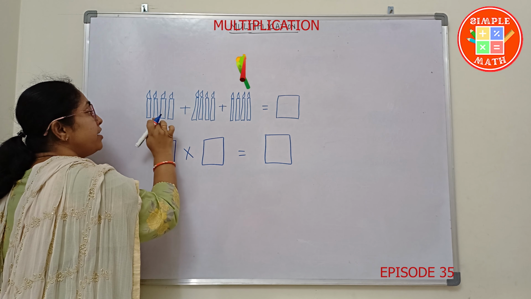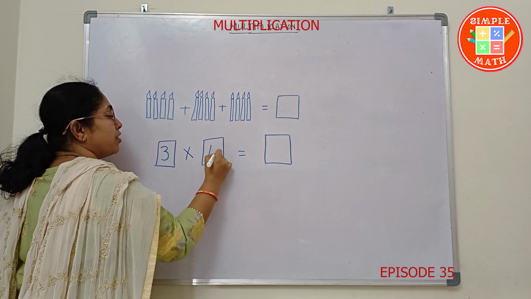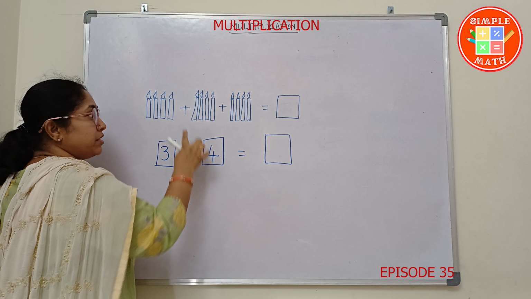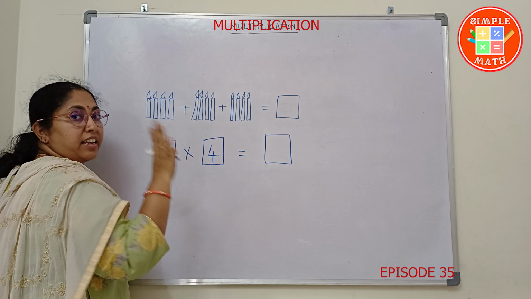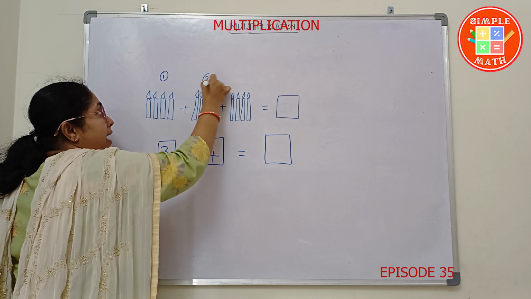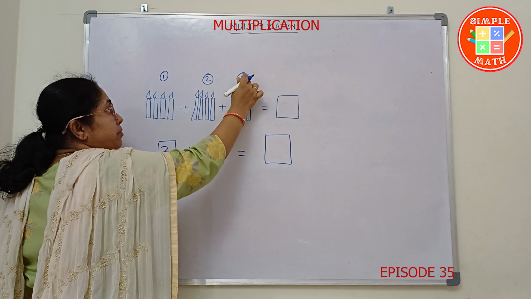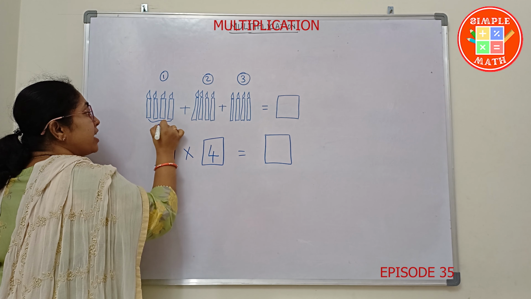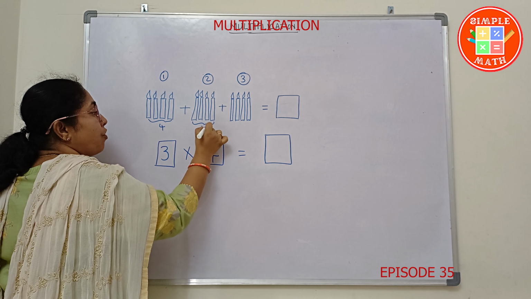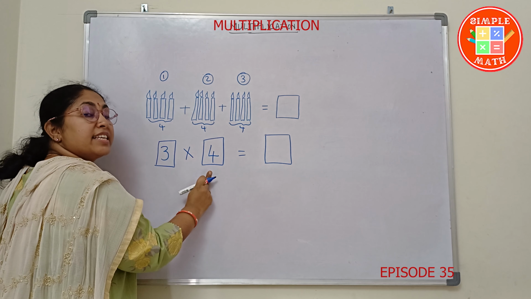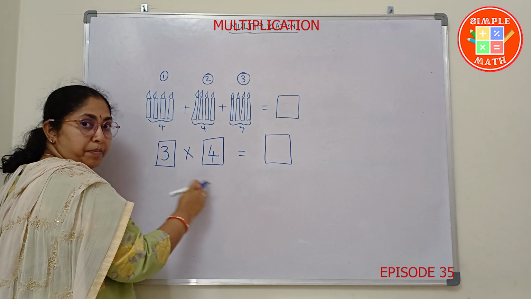Okay? 1, 2, 3, 4. So we are adding 4 candles, 1 time, 2 times, 3 times. How many times are we adding? 3 times. How many candles are we adding? 4. It's the same number, so in the second box we write the number that is repeating.